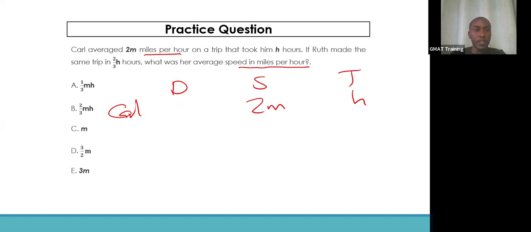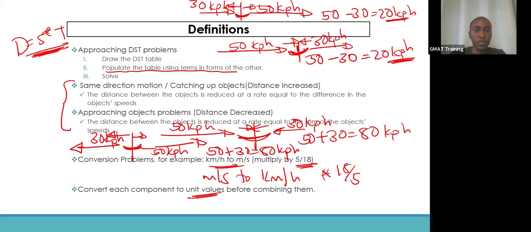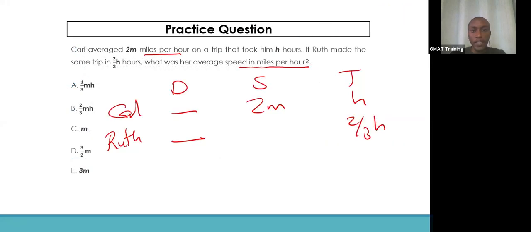If Ruth made the same trip, now we have Ruth, in 2/3 H hours, the same distance. So we can populate the distance in terms of the speed and time instead of having new unknowns. As I talked about in this second step in approaching the problems, populate the table using the terms in form of the other. So in this case, distance equals speed times time. So we expect this to be 2mh, and the same distance, that's what Ruth also covered. So 2mh, and we find the speed.